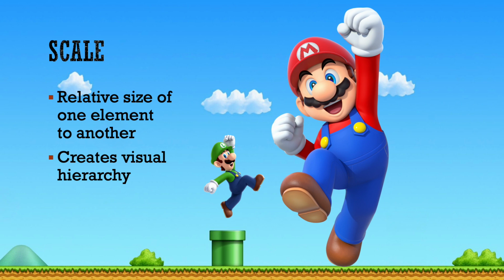Scale. As we remember from our Mario resize exercise, Mario can change sizes depending on what mushrooms he's eaten recently. So we can use the relative size of one element to another, and it will create a visual hierarchy. In this instance, Mario has eaten the super mushroom. However, his brother, who is always looking up to Mario, of course, even though Mario is normally shorter than Luigi, is a smaller object in this picture.